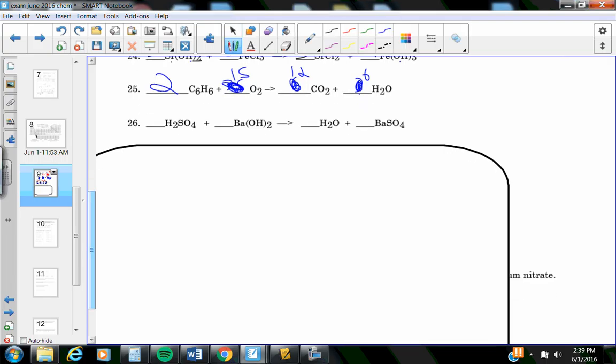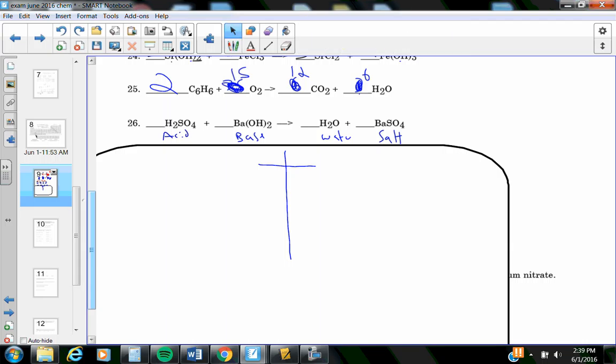Next one. At the time we didn't know this, but this is an acid. Now we know this is an acid and this is a base. And of course this is water and this is a salt. At the time we just said let's balance that equation. We still can use some of the same principles though.